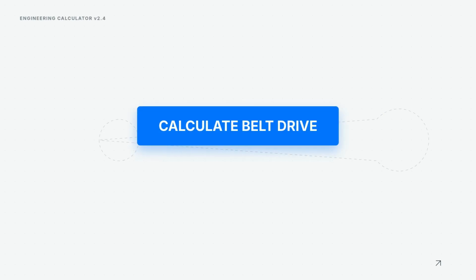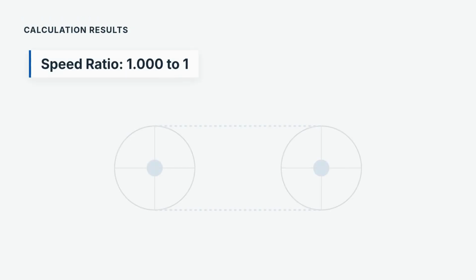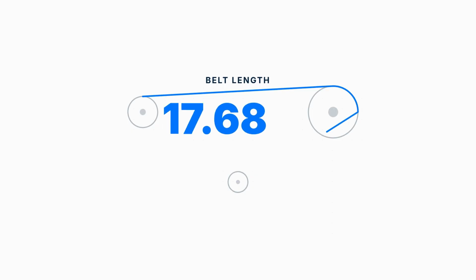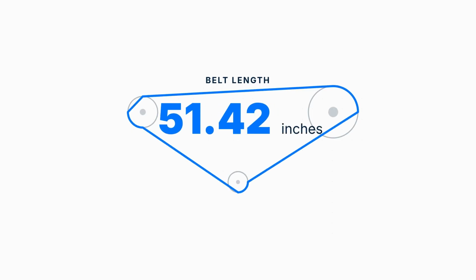Click Calculate Belt Drive to see your results. The speed ratio shows 1000 to 1, meaning both pulleys rotate at the same speed. The calculated belt length is 51.42 inches. That's the exact belt size you'll need.